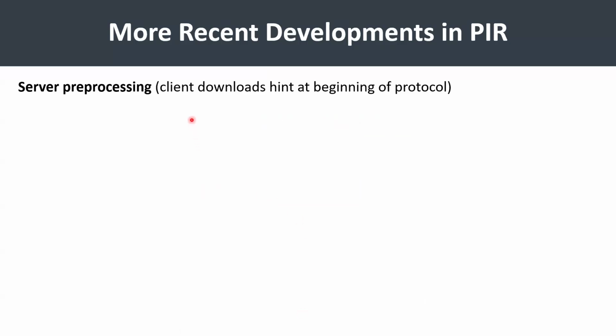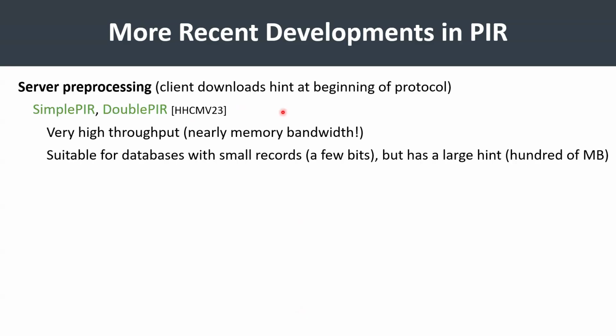So I mentioned at the very beginning the simple PIR protocol where the client downloads a large hint at the beginning. So the simple PIR and its extension double PIR has the property that it's very high throughput. Basically, the server processes the database at basically the speed at which it can read the database into memory. This is very good for databases with very small records, because the rate is very poor. So for every single bit of the database, you might have to download a few hundred kilobytes. So if you have very large records, this is going to add up very quickly.